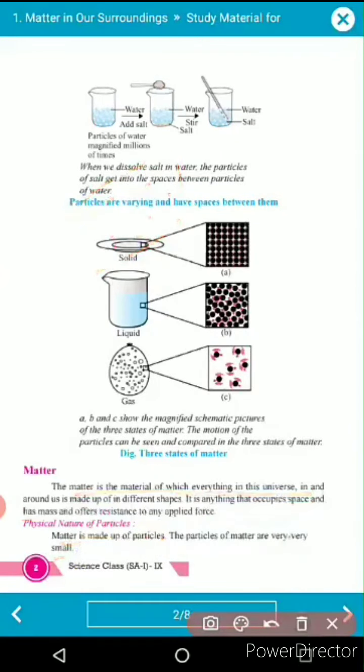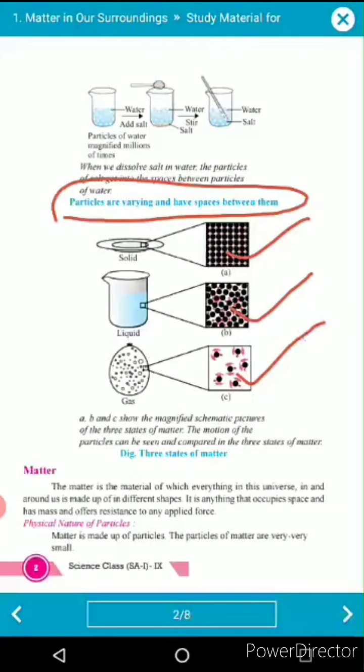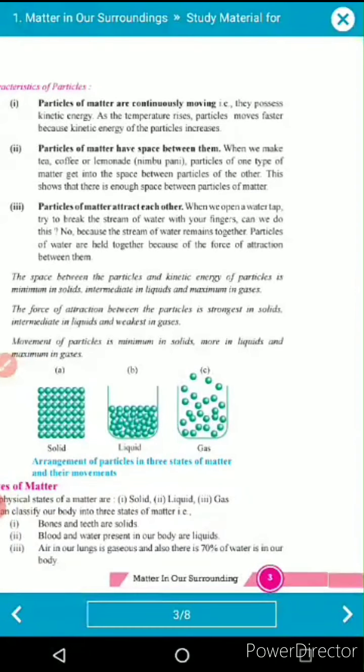From the second property we can say that the particles have some space between them. The space may be very little, normal, or large. Now let's look at the characteristics of particles of matter. The first property: the particles of matter are continuously moving.